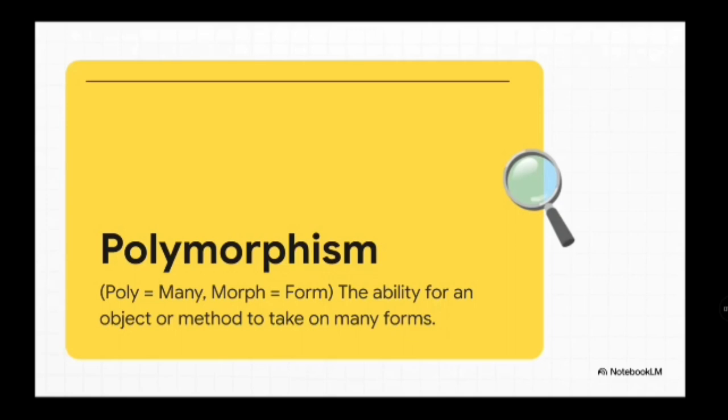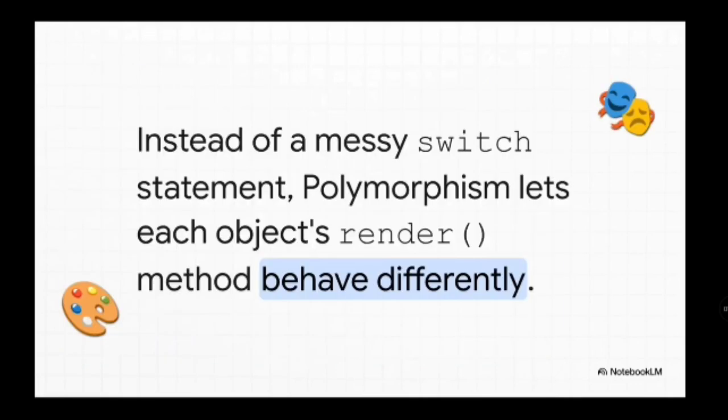Now, this one's a big word, polymorphism. But don't let it scare you. If you just break down its Greek roots, it tells you exactly what it means. Poly means many, and morph means form. So polymorphism is just the ability of something to have many forms. So what in the world does that actually mean when you're coding?